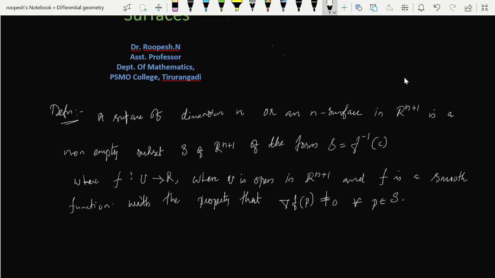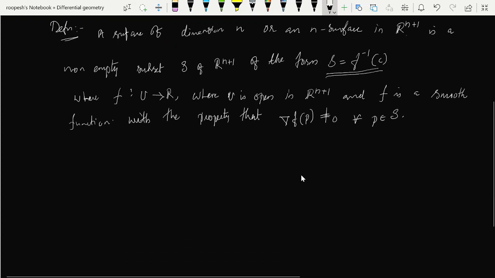So a surface of dimension n, or an n-surface in R^(n+1), is a non-empty subset S of R^(n+1) of the form S equals F inverse of C. That means this S should be a level set for some constant C, where F is defined from U to R, U is an open set in R^(n+1), and F is a smooth function with the property that del F of p is not equal to 0 for every p belonging to S. So let us have some examples.